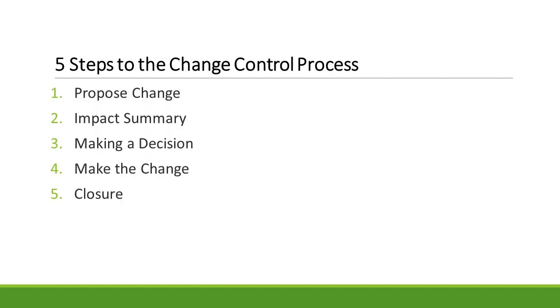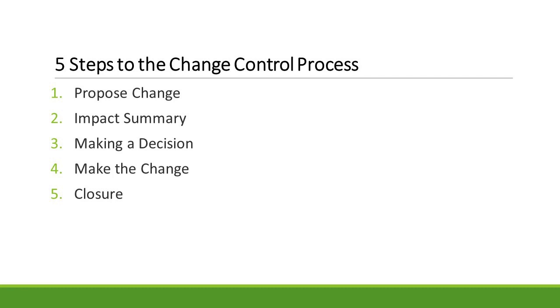Steps to the change control process. Guiding change systematically. The change control process comprises a series of structured steps that guide the evaluation and management of proposed changes. These steps ensure that changes are thoroughly considered, aligned with project goals, and strategically implemented. Here are the 5 key steps within the change control process.